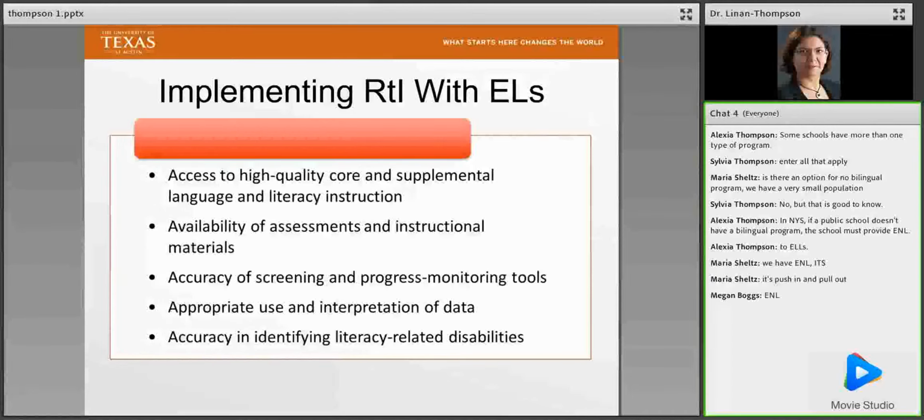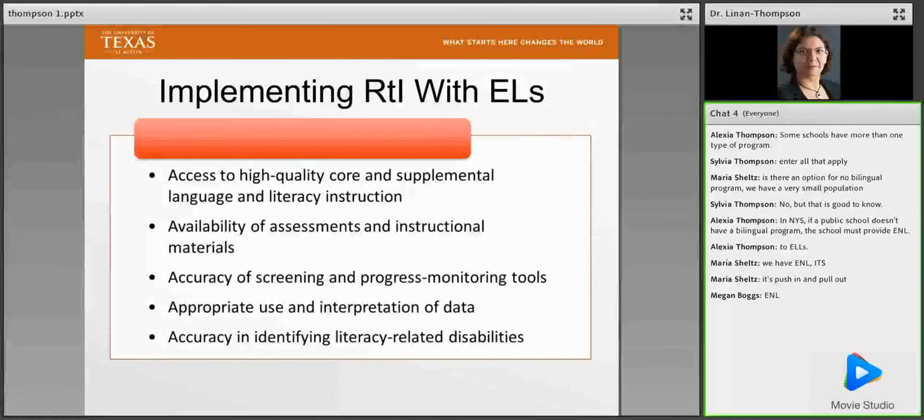The accuracy of the screening and progress monitoring tools we've talked about. The appropriate use and interpretation of data, again, is something that we spend quite a bit of time on with the schools that we're working in, helping them take all those other factors into account when they interpret the data and make decisions about who's going to be Tier 2 and who they think maybe just needs more support as part of Core, Tier 1, right?